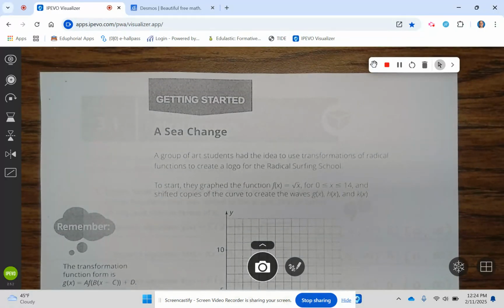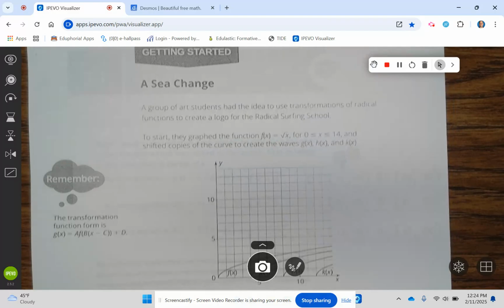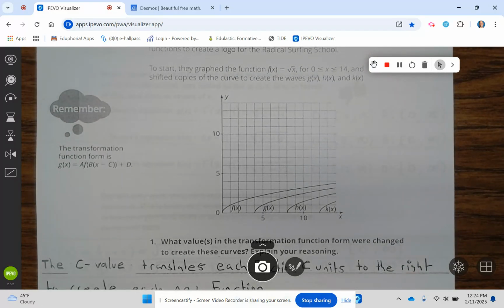Getting started. Let's see change. A group of art students had the idea of using transformations of radical functions to create a logo for the Radical Surfing School. To start, they graphed the function f of x equals square root of x for 0 less than or equal to x less than or equal to 14 and shifted copies of the curve to create waves g of x, h of x, and k of x.